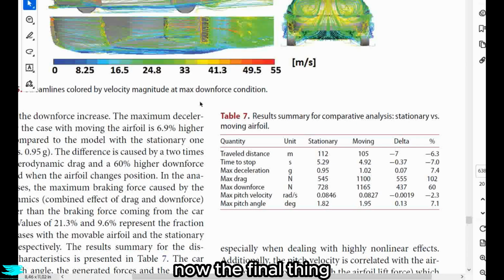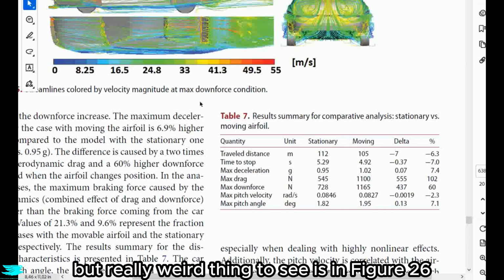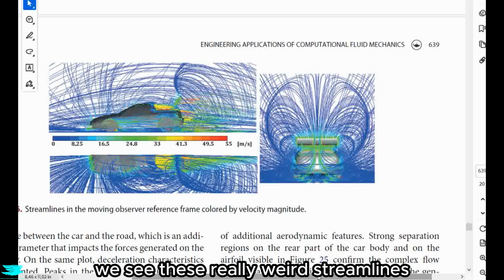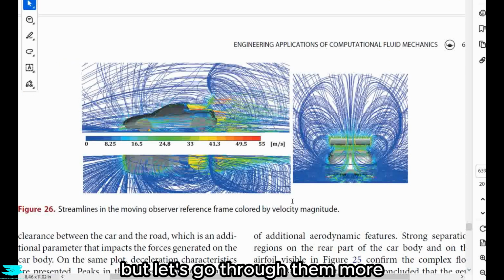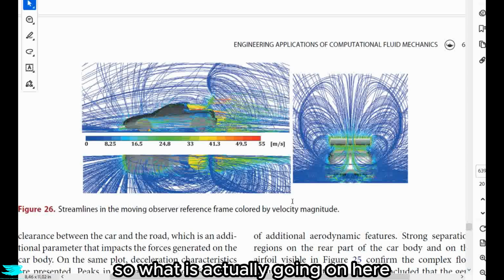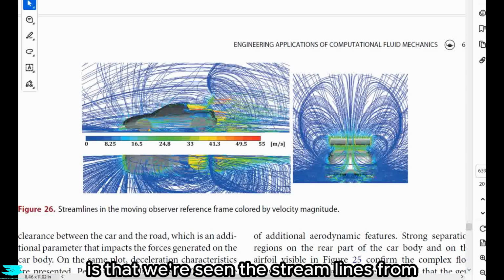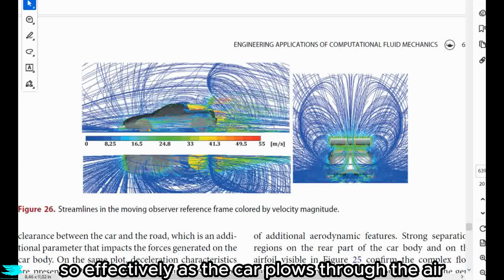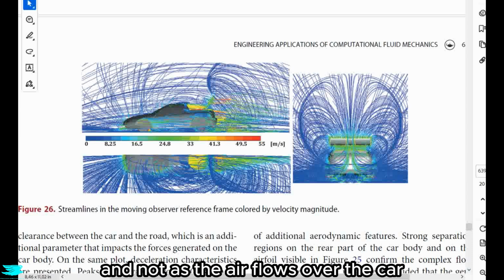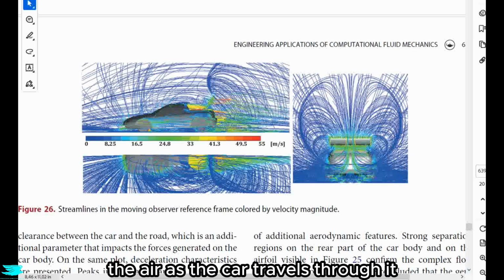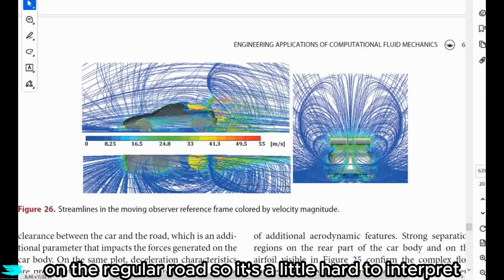Now, the final thing, but a really weird thing to see, is in figure 26, where we see these really weird streamlines. We mentioned them earlier, but let's go through them more because they're not what you'd expect. So what is actually going on here is that we're seeing the streamlines from the moving observer's reference frame. So effectively, as the car plows through the air and not as the air flows over the car. As such, this is what it would look like if you could visualize the air as the car travels through it on the regular road.